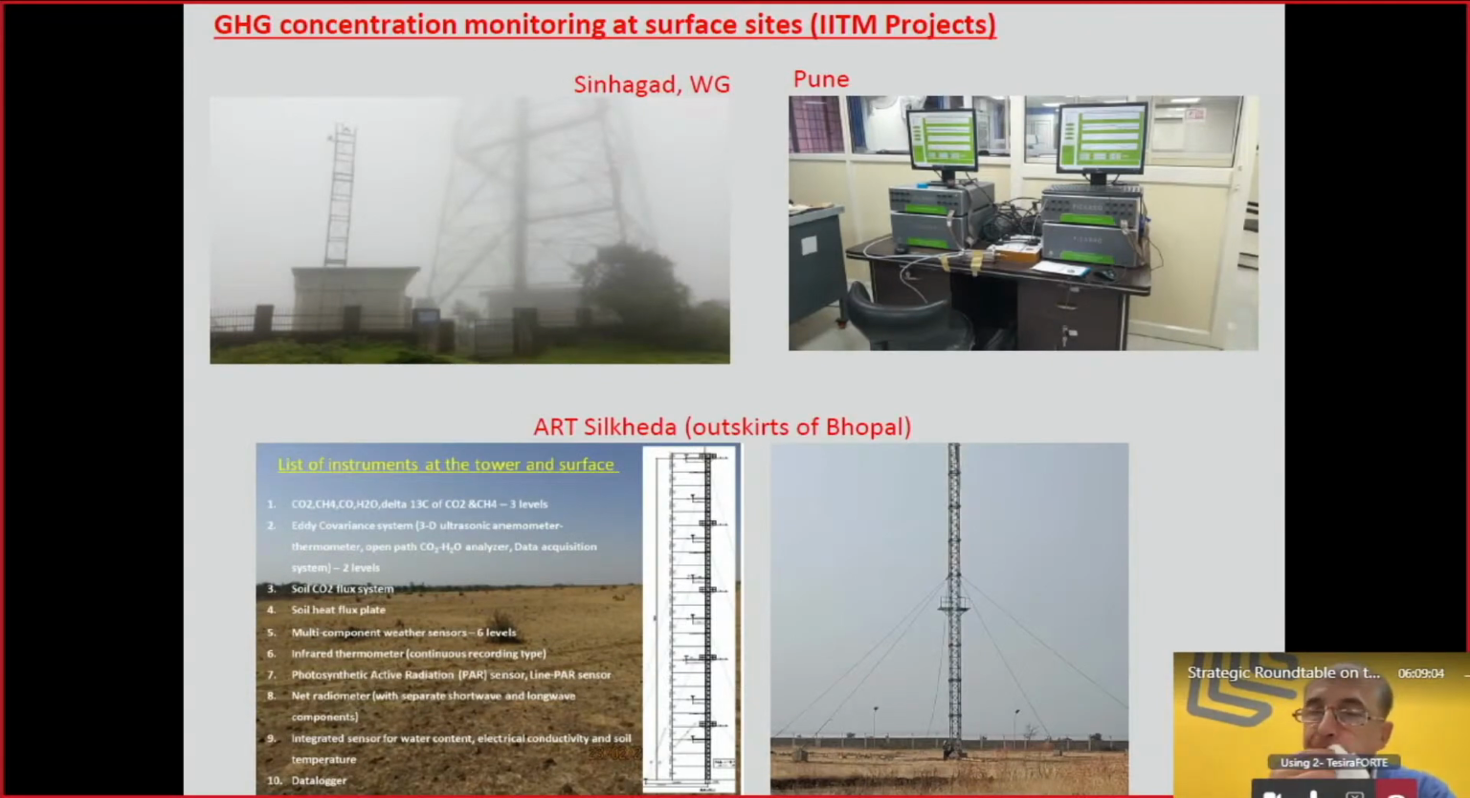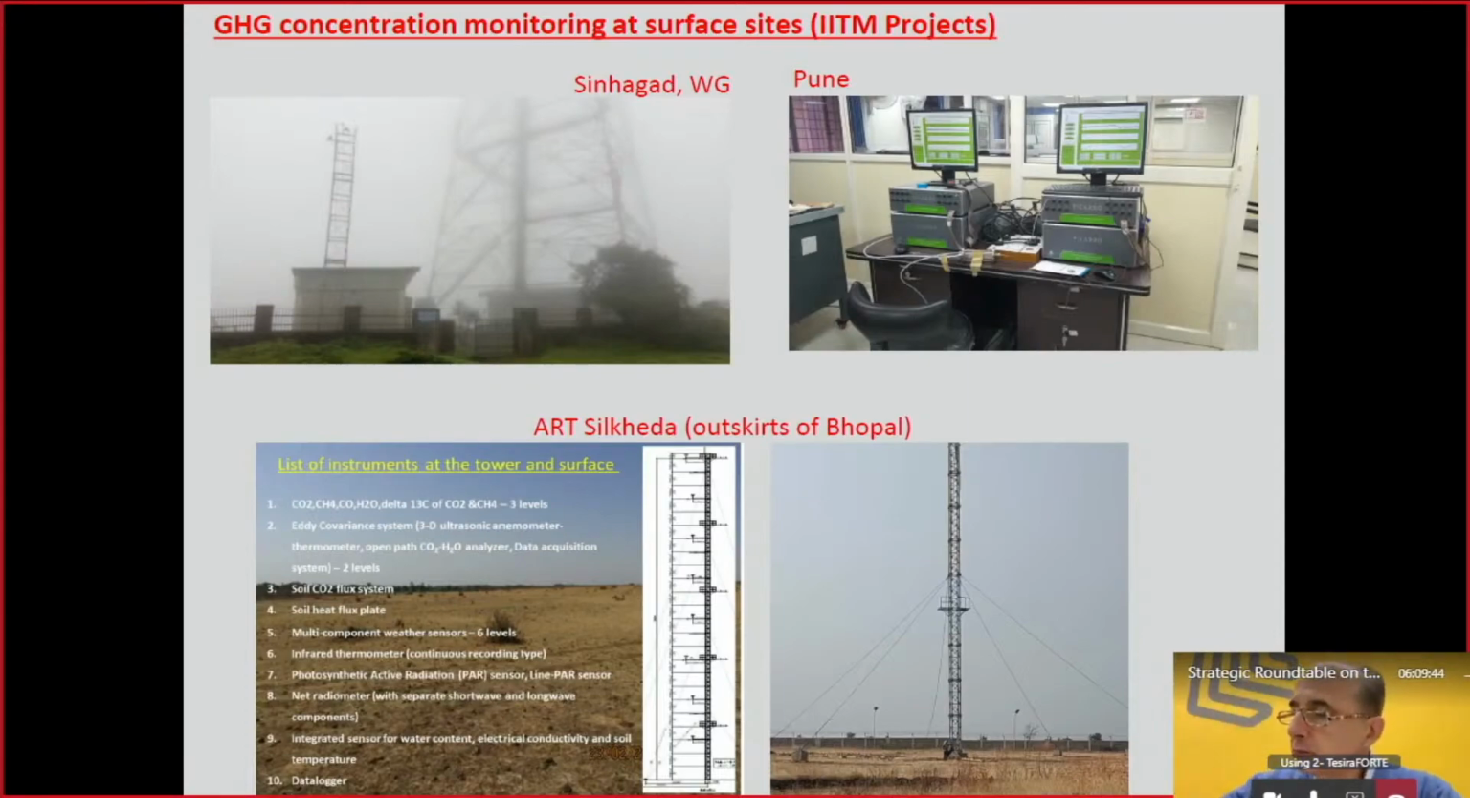Our capability is basically that we started with the flask, and at the end of 2009 at Sinhagad, it is in the Western Ghats. You can see top left, we have a tower over there, and we initiated in situ monitoring with sophisticated instruments, which are endorsed by the WMO. And we have purchased calibration cylinders from NOAA's WMO protocol. So we are doing observations under the WMO protocol umbrella.